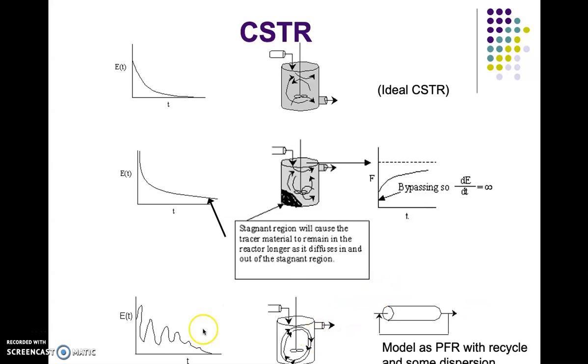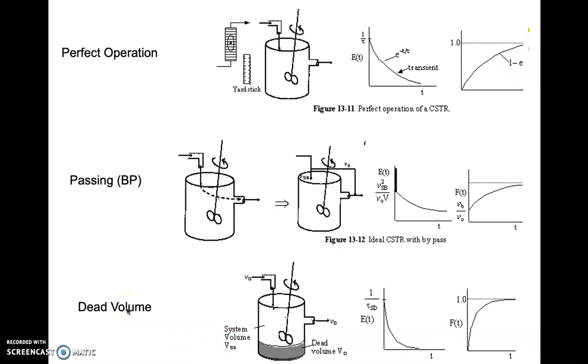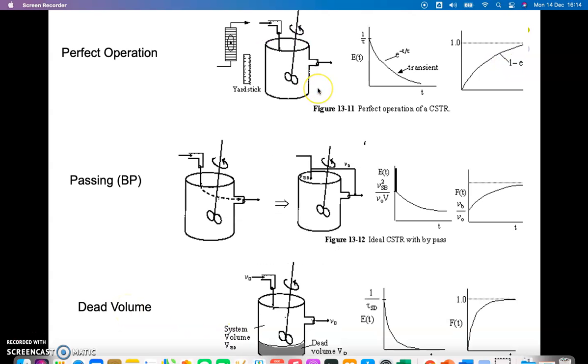Okay, so the third diagram is supposed to model a PFR with recycle and some dispersion. You see this indicates there's a recycle flow. Similar goes for the diagram in this slide. The first one is perfect operation. This is like a perfect or ideal curve for perfect operation, so you can determine your tau, or residence time, from the graph.